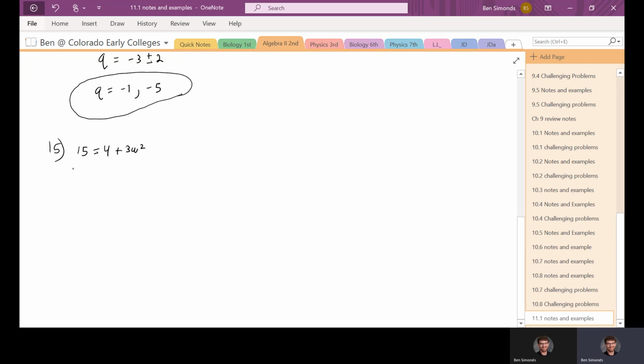So first thing we got to do is move the 4 to the other side. So subtract 4, giving us 11 equals 3w squared. Wow, I'm sorry. I'm having trouble drawing 2's today. 3w squared. There we go. And now the only thing that's not squared over here is that 3. So we've got a 3 multiplied here, so we have to undo that by dividing by 3. We're going to divide both sides by 3. And that'll give us 11 over 3 over here on the left.